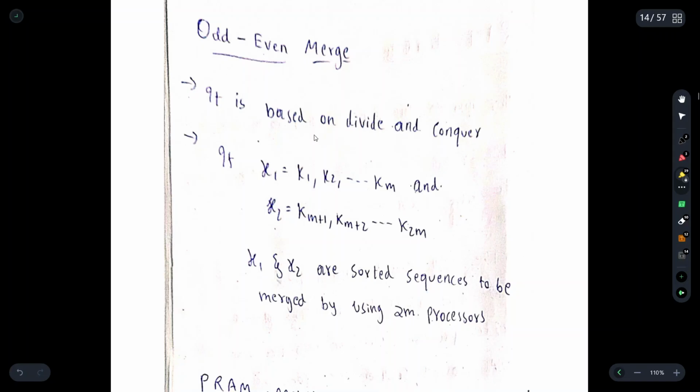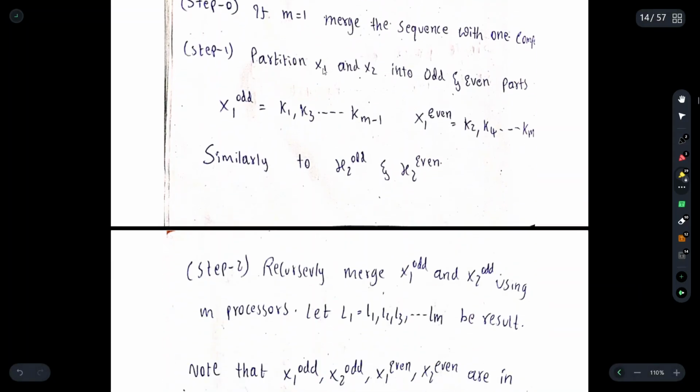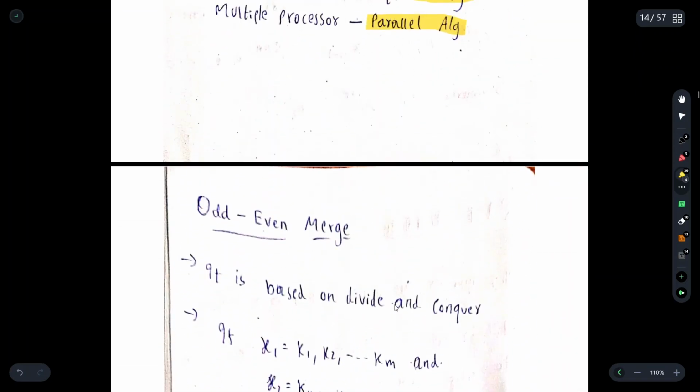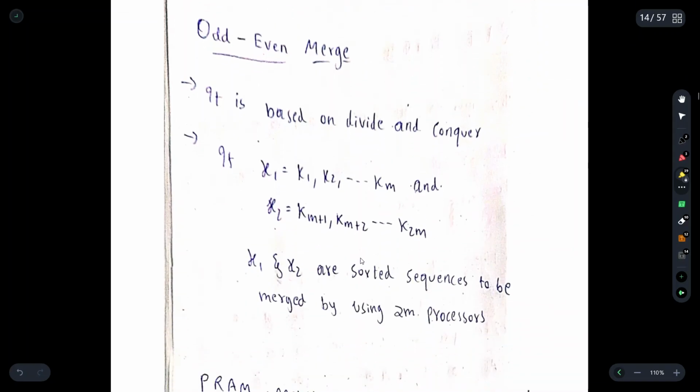So basically odd even merge is nothing but we are just going to merge two sets with the help of this odd even merge. It is completely based upon divide and conquer. So how is it done?